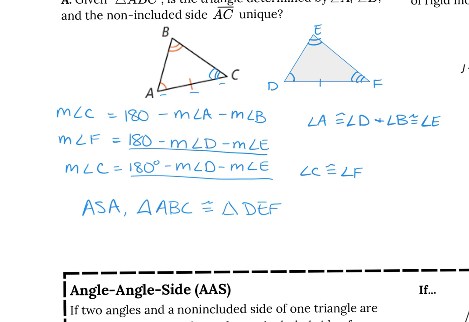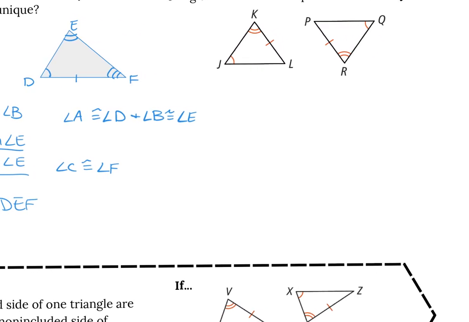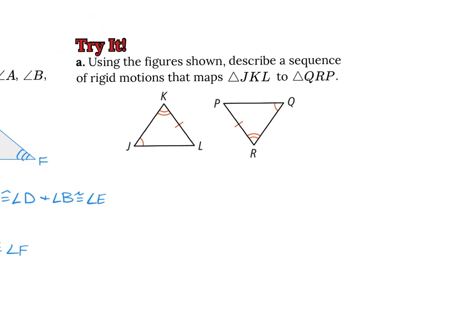All right, so our assumption is false, and a unique triangle is determined by angle A and angle B and the non-included side AC. All right, let's look at our try it. Using the figures shown, describe a sequence of rigid motions that maps triangle JKL to QRP.